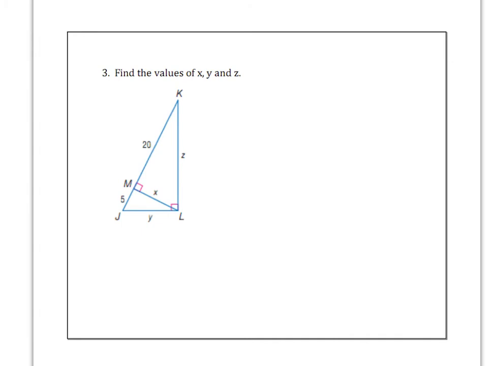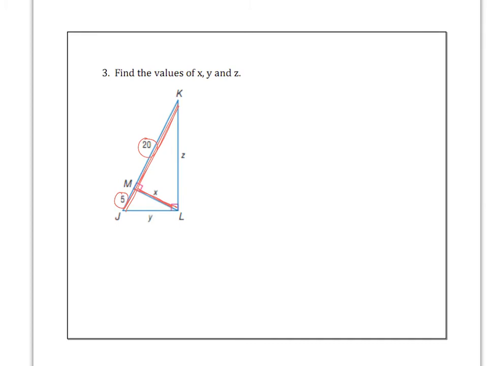Let's use that idea to do number 3. It says find the values of x, y, and z. Well, you start by doing the geometric mean. X is the geometric mean between 20 and 5 because this is the hypotenuse. This is the longest side of the big triangle. So here's what we can do.